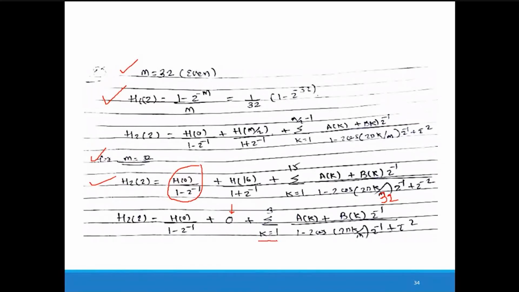And as we have noticed, we have non-zero values only for k equal to 1 to 3. So here we have taken k equal to 1 to 3, that is ak plus bk z inverse divided by 1 minus 2 cos. If I simplify this, 2 pi k by 32, my equation will be 1 minus 2 cos pi k by 16 into z inverse plus z raised to minus 2.